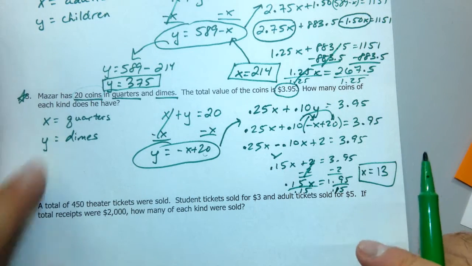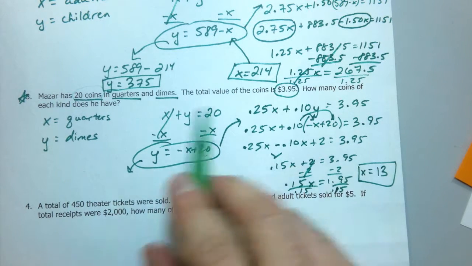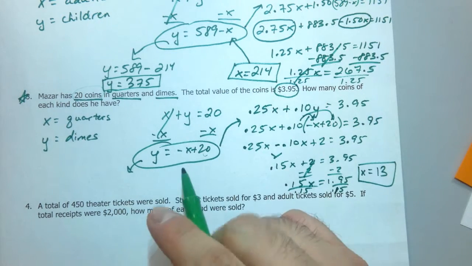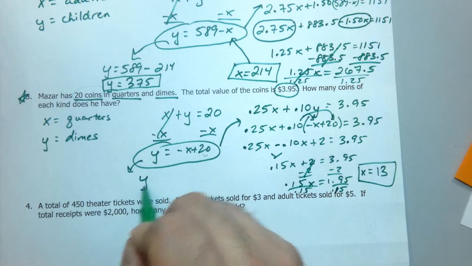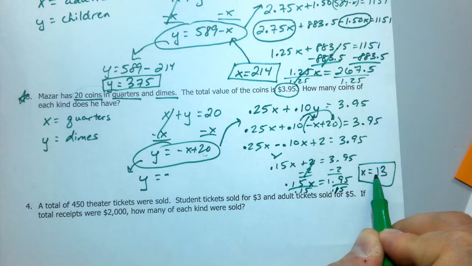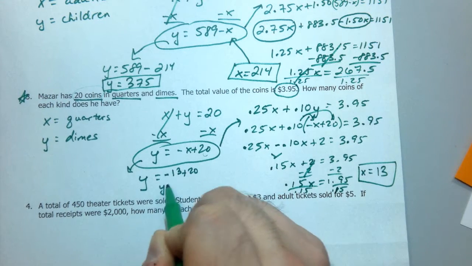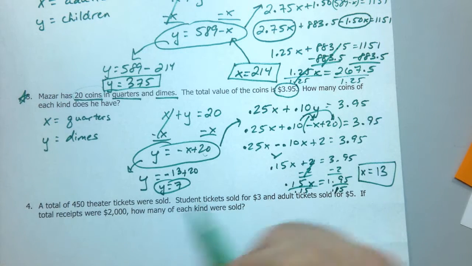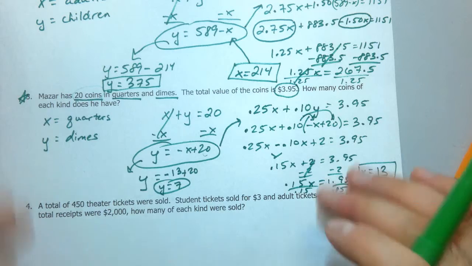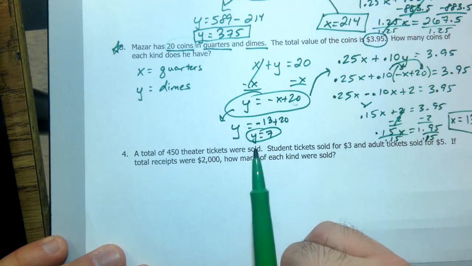Because x is quarters. This equation is now helpful because it allows you to kind of block everything else out and just use what you know to plug in. So y equals negative x plus 20, so it's going to be negative, and x is 13, so we're just going to sub that in here. So y equals 7. So those 7 dimes and 13 quarters are your answers. Alright, so go ahead and try this one and see what you get for this one.